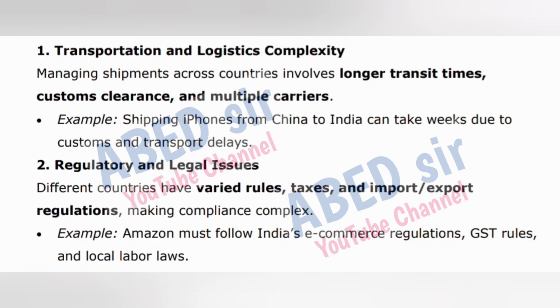1. Transportation and logistics complexity. Managing shipments across countries involves longer transit times, customs clearance, and multiple carriers. Example, shipping iPhones from China to India can take weeks due to customs and transport delays.